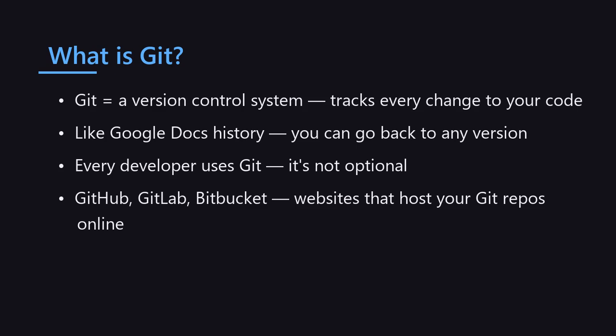So what is Git? Imagine you are writing an essay. Every time you save, Git takes a snapshot of your entire project. If you mess something up tomorrow, you can go back to today's version. That's version control. Now GitHub is just a website where you store your Git project online so others can see it and collaborate. Think of Git as the tool and GitHub as the cloud storage for it.